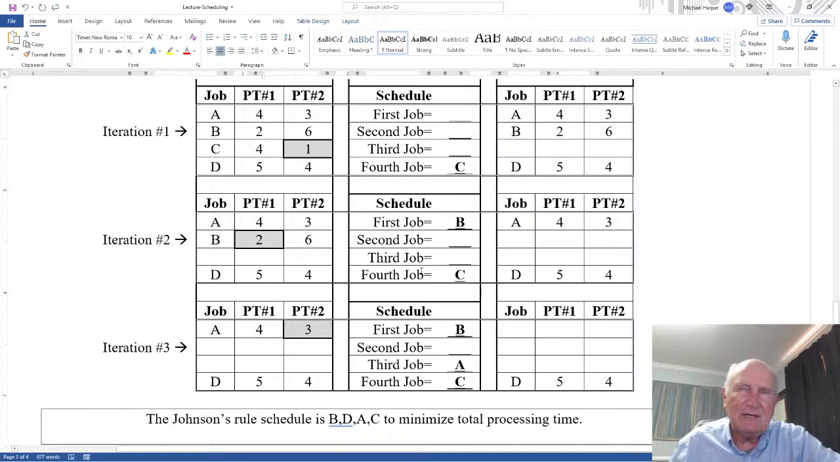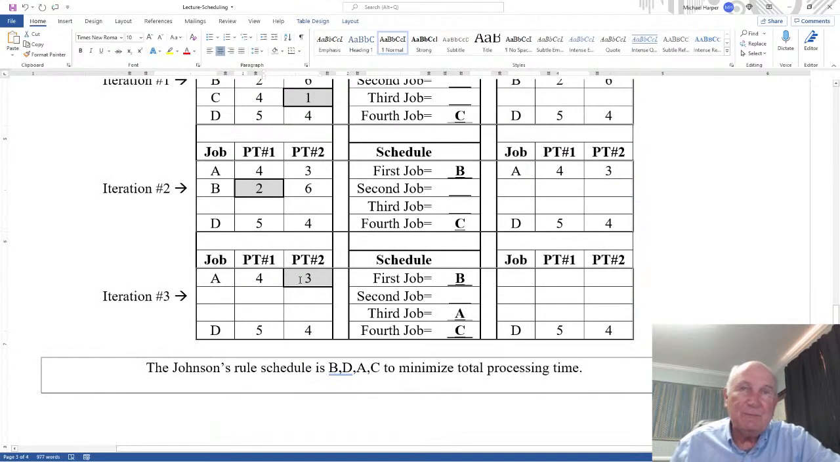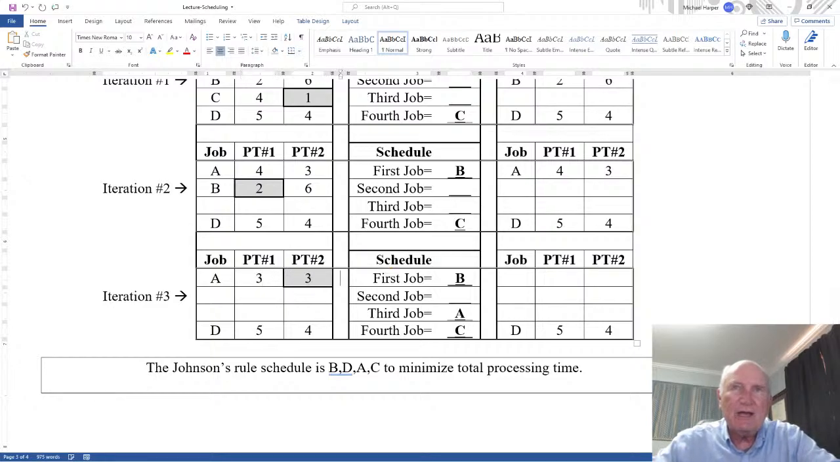Now the second thing I want to point out is you may have thought of this. What if there's a tie? What do you do if there's a tie? Like right here, what if both of these were 3? What if that was a 3 and that was a 3? Then what do you do? Well, A here, does A go in the third job or in the second job? You can have different schedules. Well, there's 2 answers to that question.